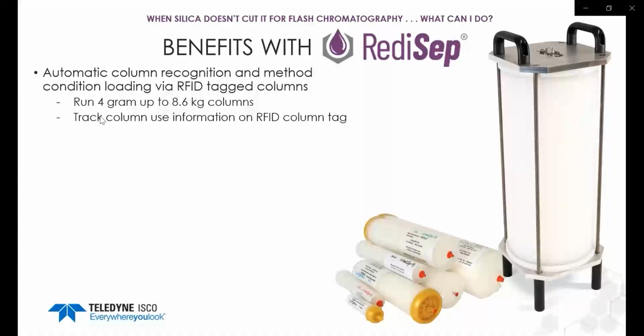Additionally, it'll disable the air purge feature automatically so you don't damage a column with air purge at the end of the run. So it automatically gets disabled by using the RFID.